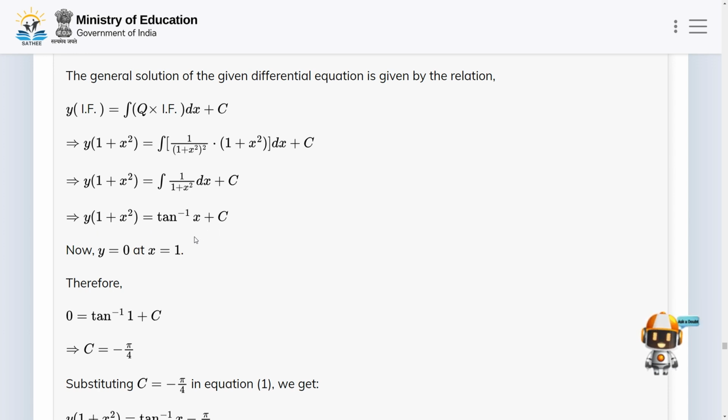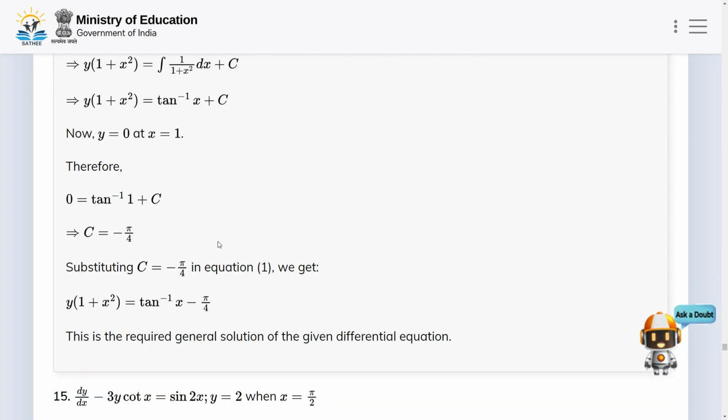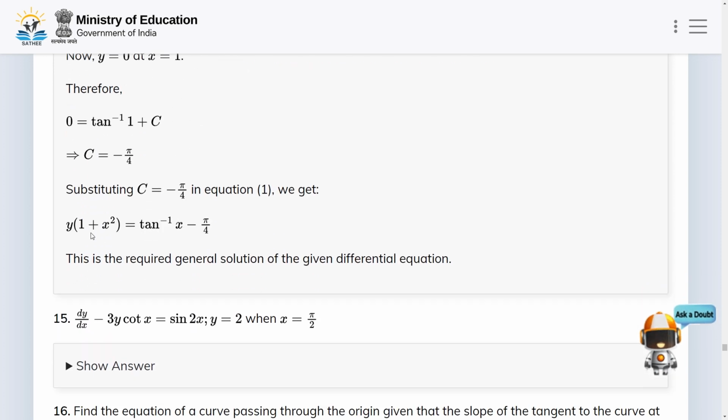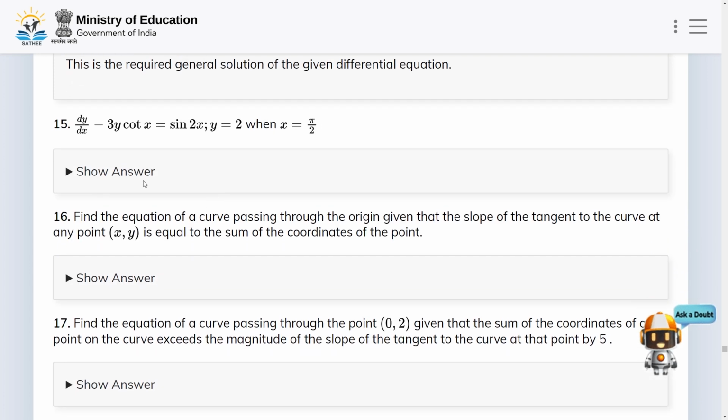Now according to the condition, if x is 1 then y will be 0. This left hand side will vanish. This will be what? Pi by 4. If x is 1, this means tan inverse 1 will be pi by 4. So c value will be minus pi by 4. So your particular solution will be y multiply with 1 plus x square is equals to tan inverse x minus pi by 4. Now 15th problem.